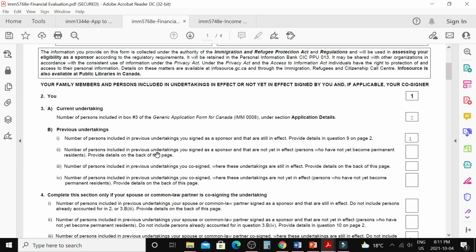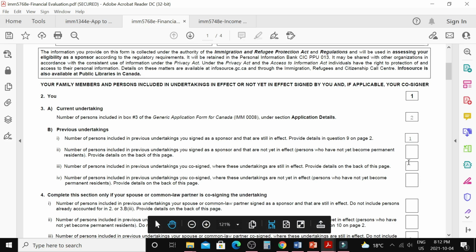Number of persons included in previous undertakings you signed as a sponsor that are not yet in effect. If you signed someone's application and the final decision hasn't been made on that application, so if you signed for someone's sponsorship application but the final decision has not been made, you can write for how many members you signed, otherwise leave it blank.